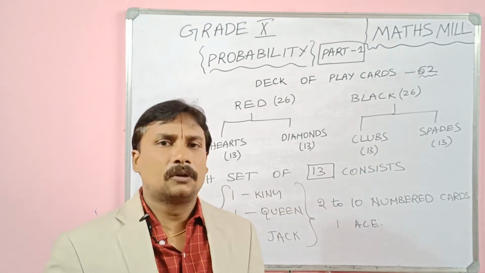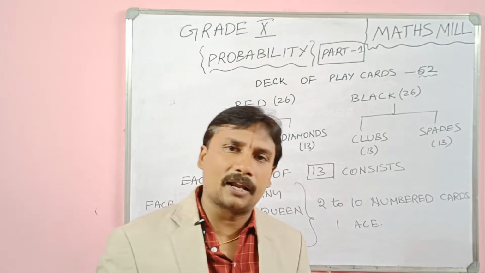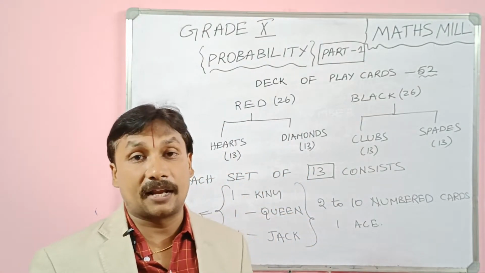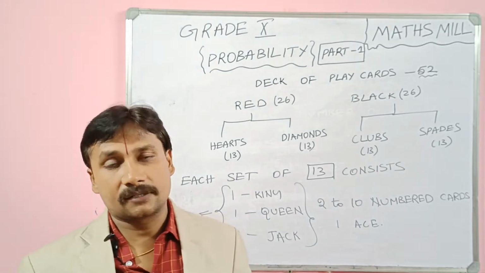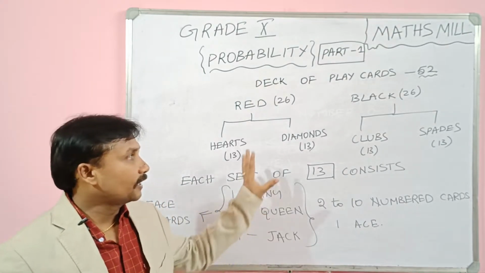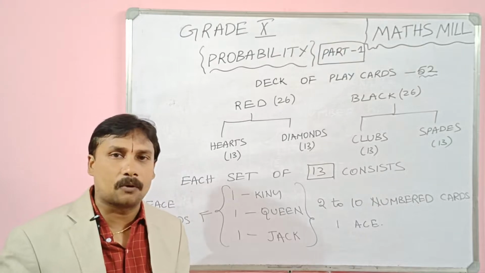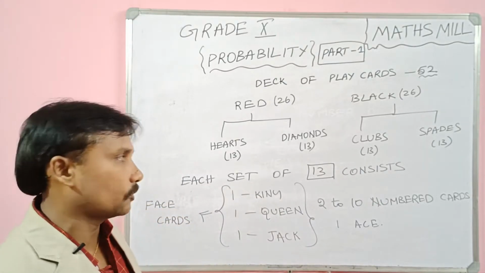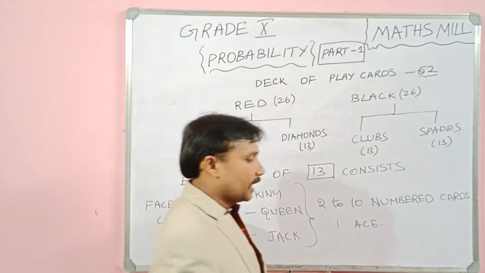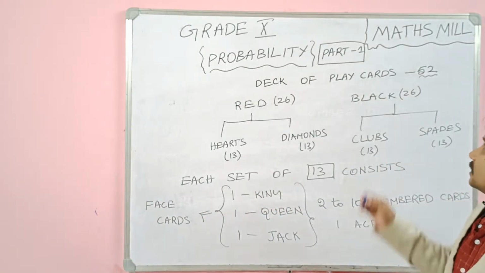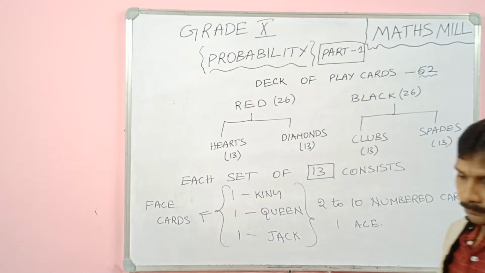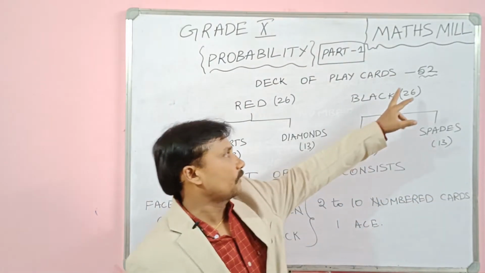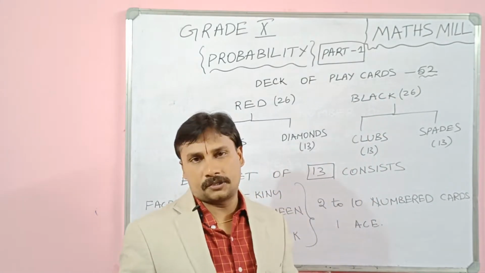We should learn about flipping of coins, throwing of a dice, and a deck of playing cards. So today in this class I am going to explain about the deck of playing cards because it is interesting for you also. A deck of playing cards consists of 52 cards. The jokers we won't include. So in total we have 52 cards.